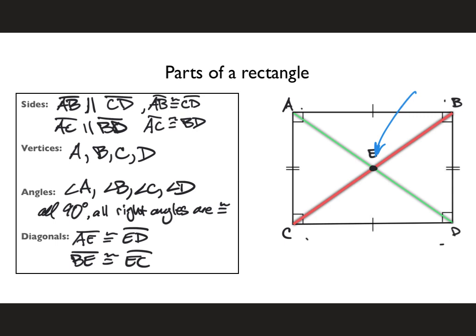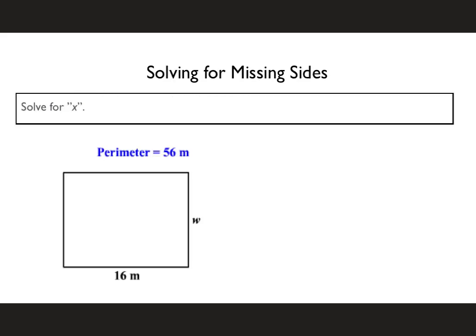Now a rectangle is a special case. In fact, every single one of these segments is congruent to one another. The diagonals are congruent. So BC is congruent to AD, okay? And that's only with rectangles and then squares, which is a special case rectangle, but we're just talking about rectangles right now.